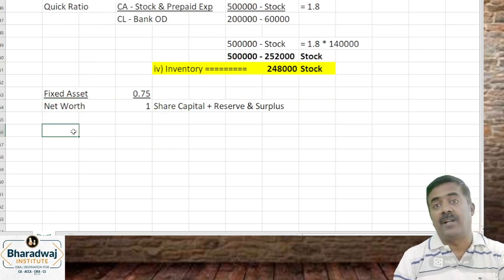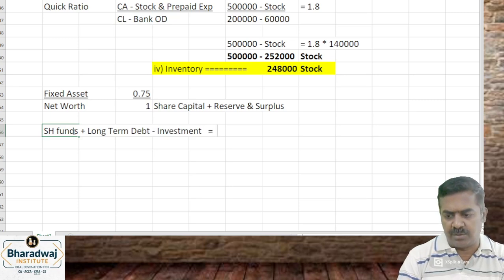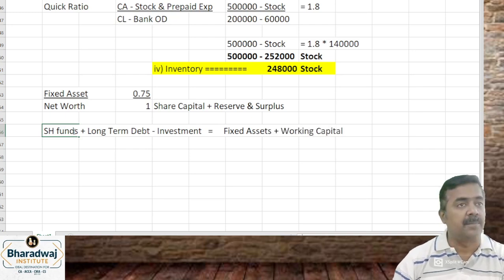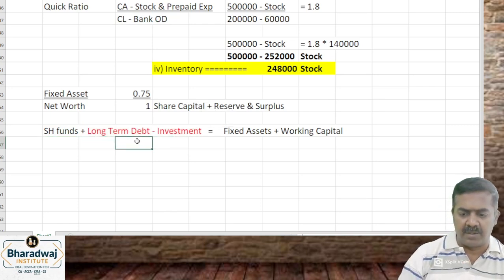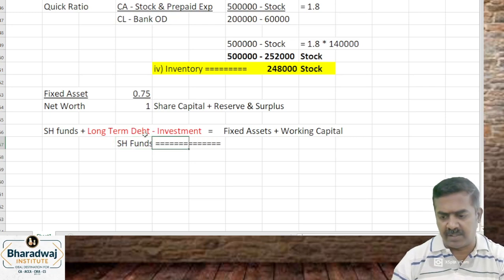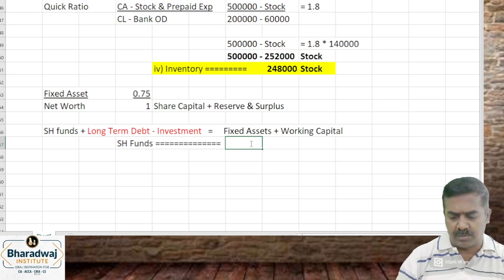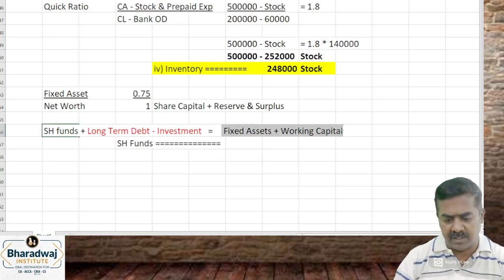We know the capital employed; we will use a formula. Shareholders funds plus long term debt minus investment should be equal to fixed assets plus working capital. The question is that long term debt or investment details are not available. So we can reduce this formula to shareholders funds equal to fixed asset plus working capital. Fixed asset plus working capital will give us shareholders funds, net worth.